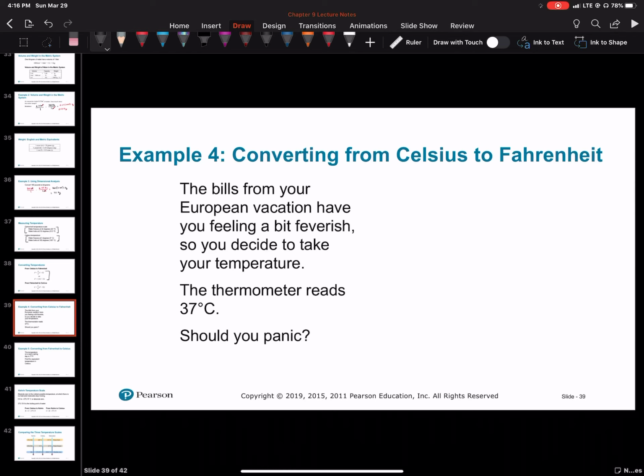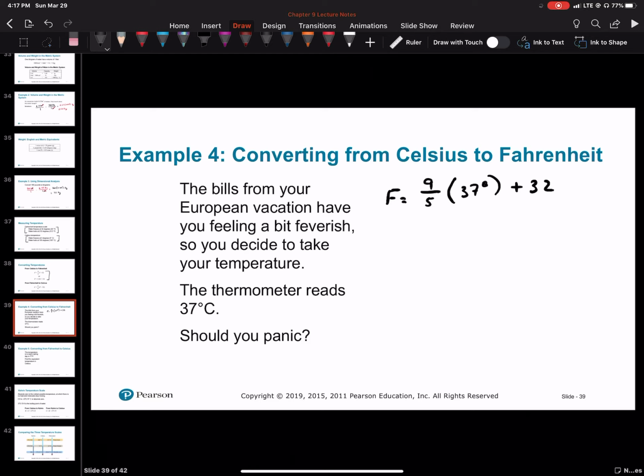All right, converting from Celsius to Fahrenheit. The bills from your European vacation have you feeling a bit feverish. So you decide to take your temperature. Your thermometer reads 37 degrees Celsius. The question is, should you panic? Let's see if you should panic or not. So we got F is equal to 9/5 times the 37 degrees Celsius, plus 32.